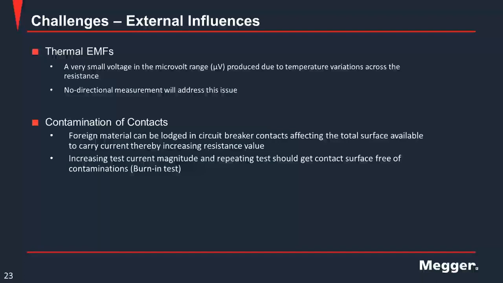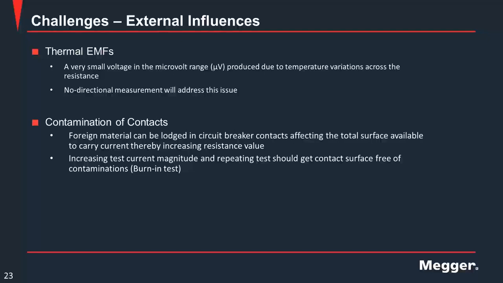And thermal electromagnetic force is also one of the challenges from the external influences. The thermal EMFs are very small voltages in the microvolt range, that can be produced due to temperature variation across the resistance. So this depends on the temperature also. How can we eliminate this external influence, the thermal EMFs? One solution is using bidirectional measurement that we explained before. The bidirectional measurement can eliminate this thermal EMF influence.